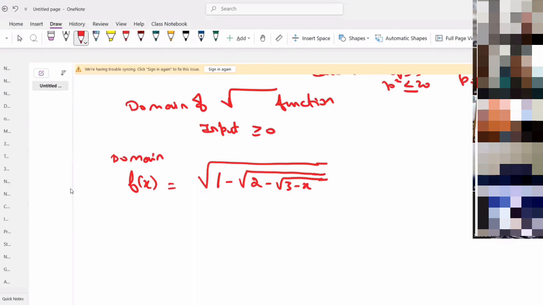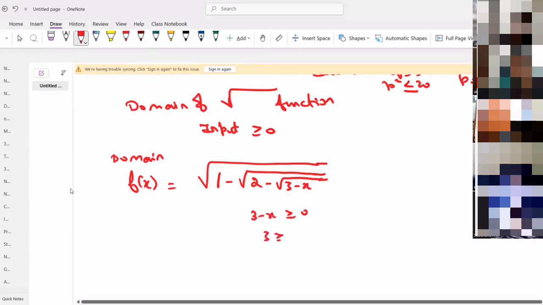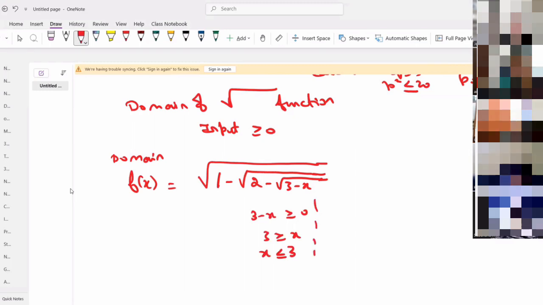So that means, according to my idea, 3 minus x should be greater than or equal to 0, isn't it? So 3 should be greater than or equal to x, or in reverse, x should be less than or equal to 3. Correct? But I cannot just stop with that. I need to further continue.